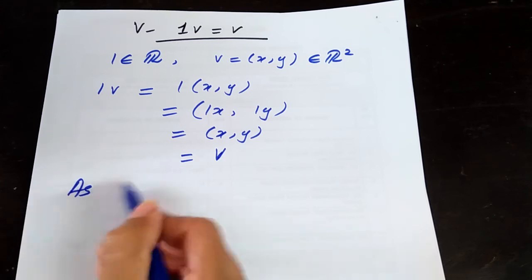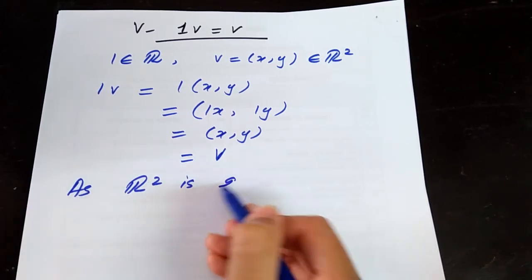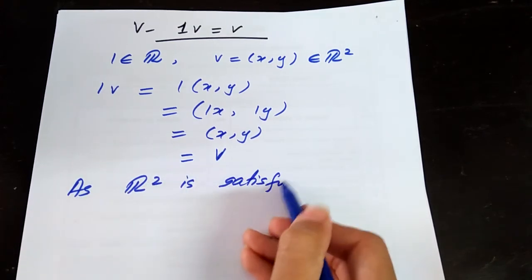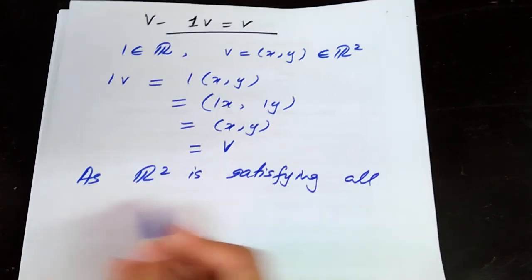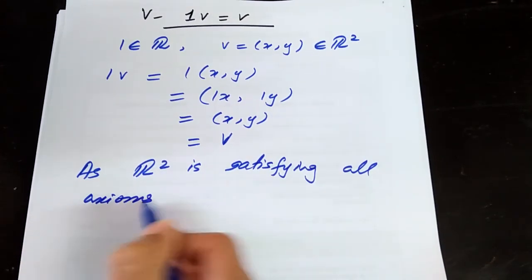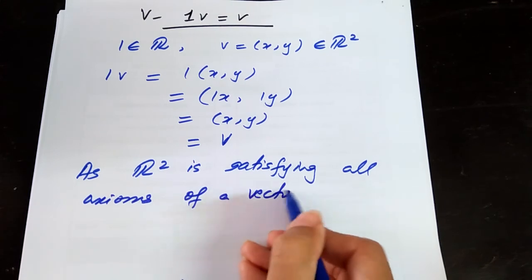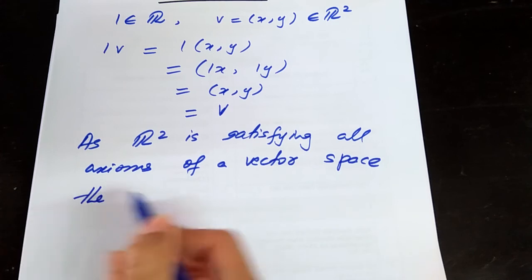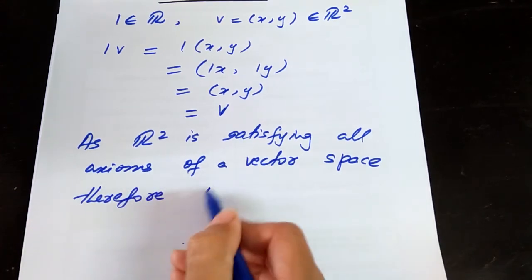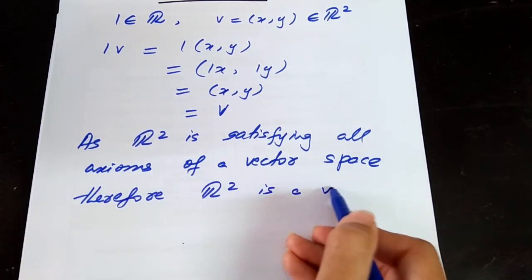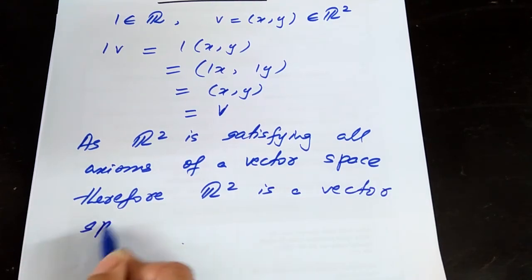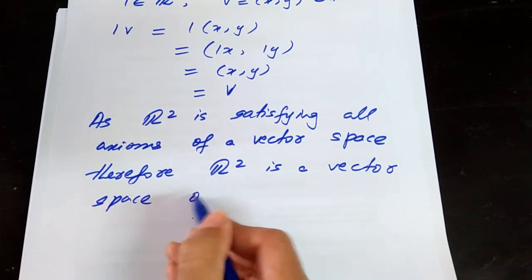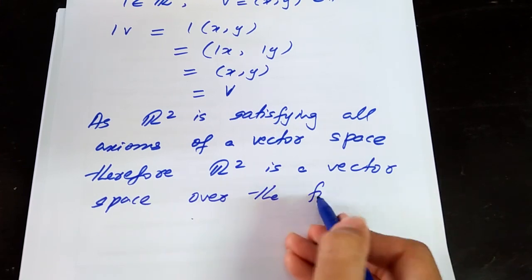So you will say that R2 is satisfying all axioms of a vector space. Therefore R2 is a vector space over the field of real numbers.